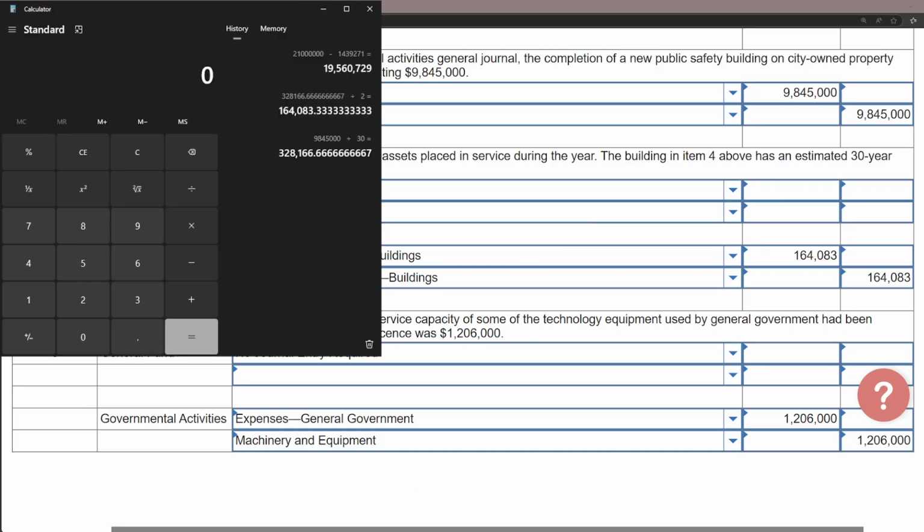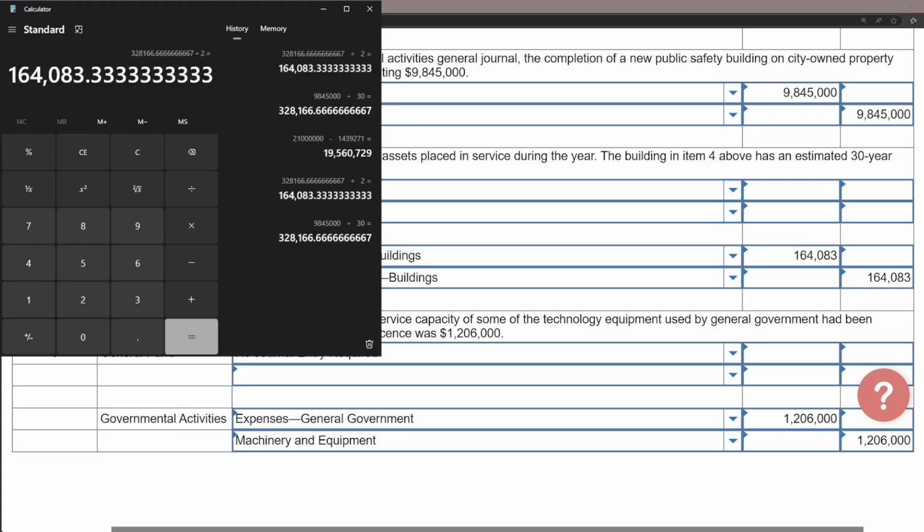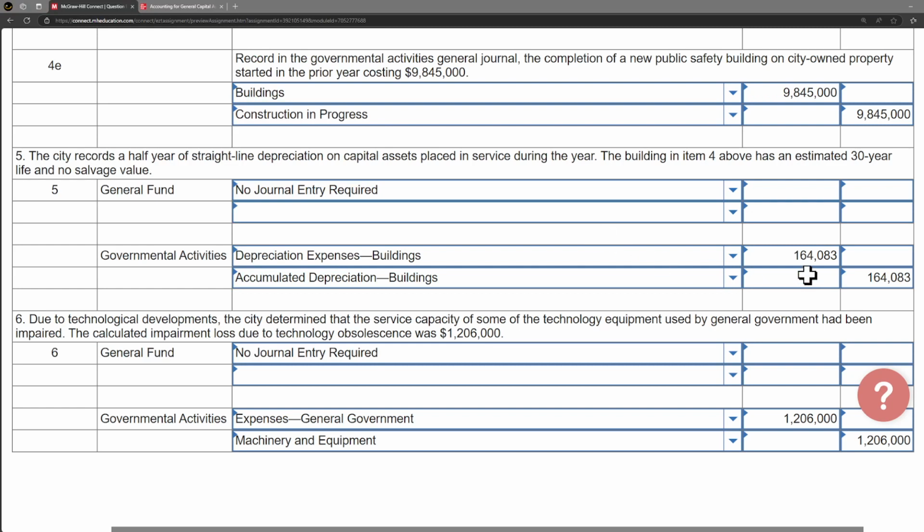30-year life. So let's see, that's 9,845,000 divided by 30, right? And then we said we had a half year, so divided by 2. So that's going to be 164,083, 3 repeating. So that's what we got, 164.